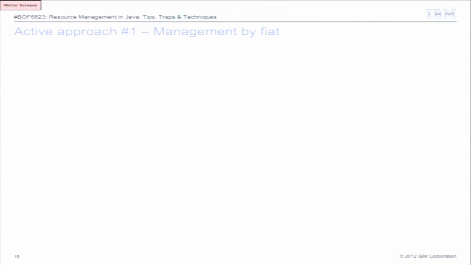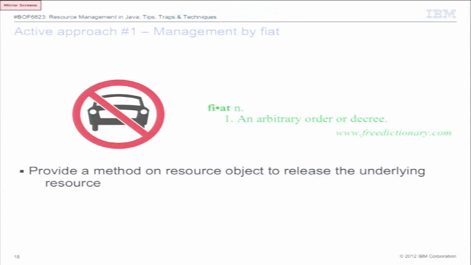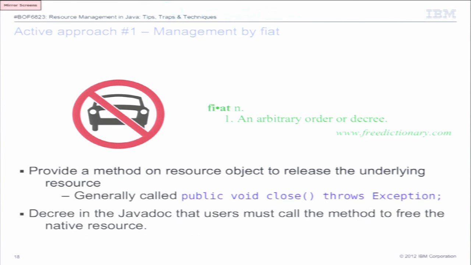Now, the first approach here I describe as management by fiat, which is not what you think, but I'm using the definition of fiat: arbitrary order or decree. We've already actually done this in our previous example: providing a method on an object to release the underlying resource, generally called something like close, and then telling the users of the class that they need to call that method in order to free the resource. This is effectively exactly what happens when you're dealing with resources in C.